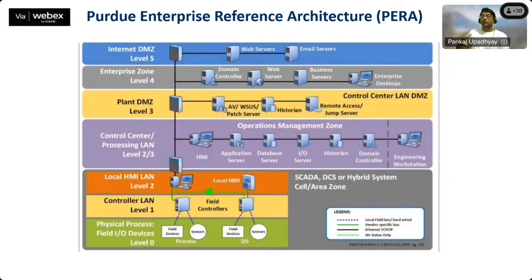When we talk about the Purdue Enterprise Reference Architecture, level zero is basically the field and IO devices. All the field devices and sensors are placed at level zero in the network segmentation. Then we have control level one, the field controllers. We can say PLCs are the controllers here.